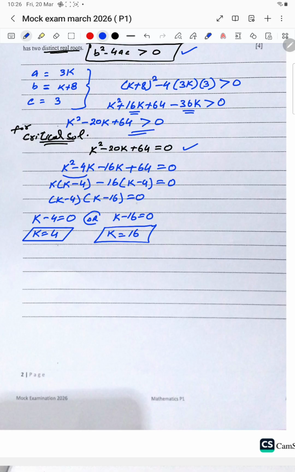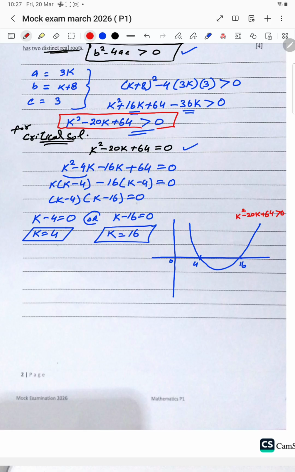You can see it's a quadratic one. The coefficient of the x square term is positive, so it will be a happy shape. Suppose this is 4 and suppose this is 16, so we have to apply these values for the inequality k square minus 20k plus 64, that is bigger than 0.